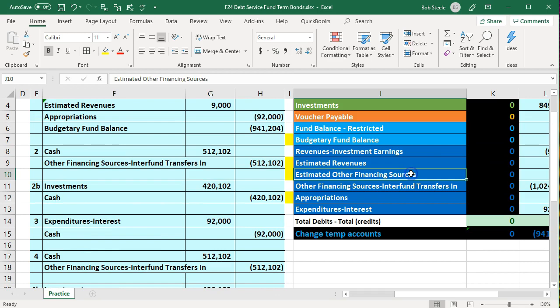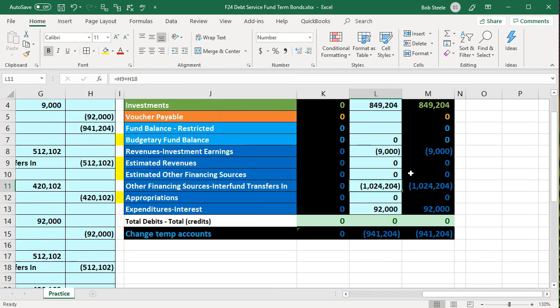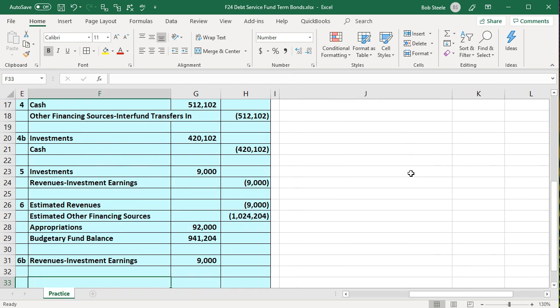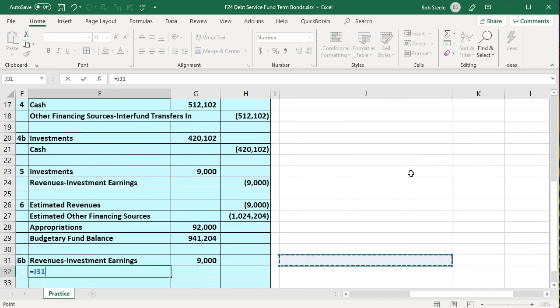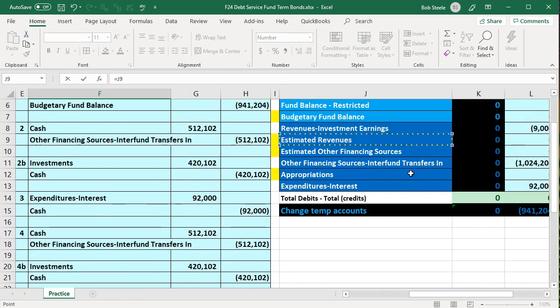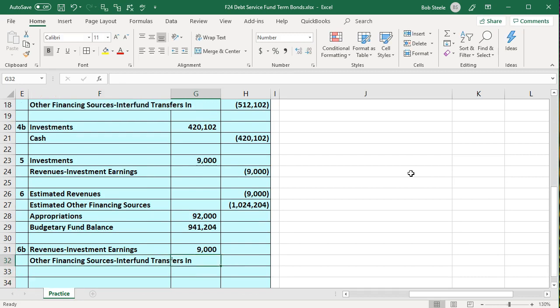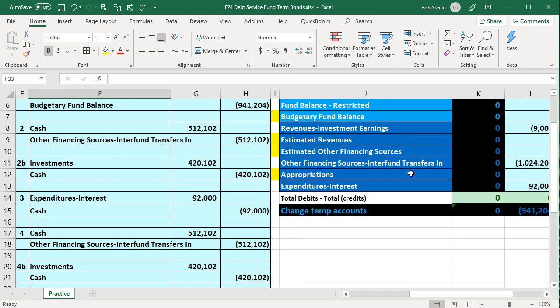Then the next thing that's still hanging around here is going to be the other financing sources, and we want it to go away, so we're going to do the opposite thing to it. There's a credit. We're going to debit it. So this is going to be equal to the other financing sources, and we're going to debit it for the 1024204. So that should make it go away.